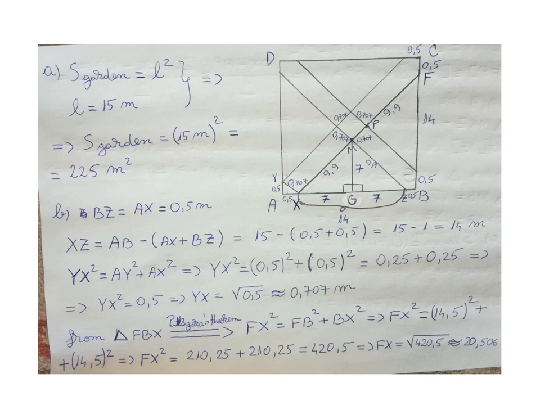YX squared is 0.5 squared plus 0.5 squared, which is 0.25 plus 0.25. So we have YX squared is 0.5. YX is the square root of 0.5, which is approximately 0.707 meters. From the triangle FBX, we have with Pythagoras theorem that FX squared is FB squared plus BX squared. So FX squared is 14.5 squared plus 14.5 squared. FX squared is 210.25 plus 210.25, which is 420.5. FX is the square root of 420.5, which is approximately equal to 20.506.